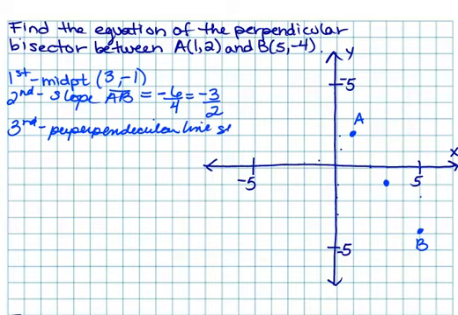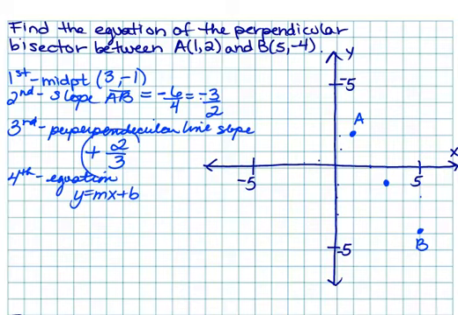Next, we need the perpendicular line slope. So if it's -3 over 2, you have to flip it and change the sign to positive. Next is to come up with this equation. Let's see, y equals mx plus b. I've got my slope, and I've got my x, and I've got my y. It's got to travel through my midpoint.